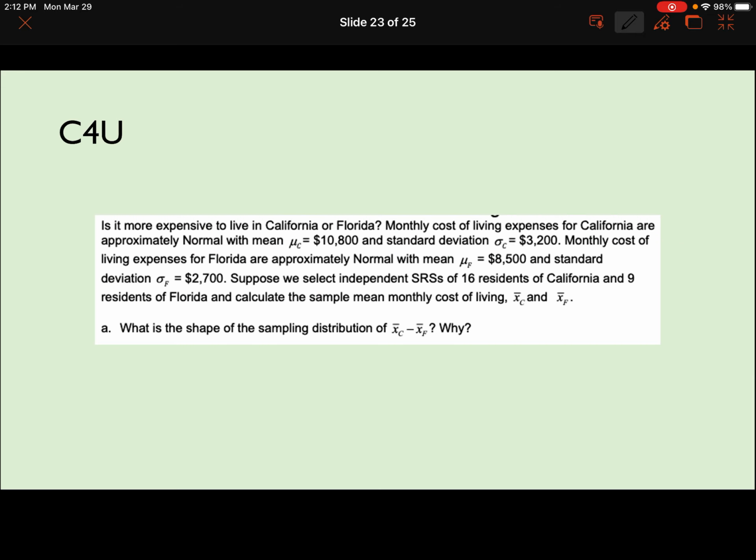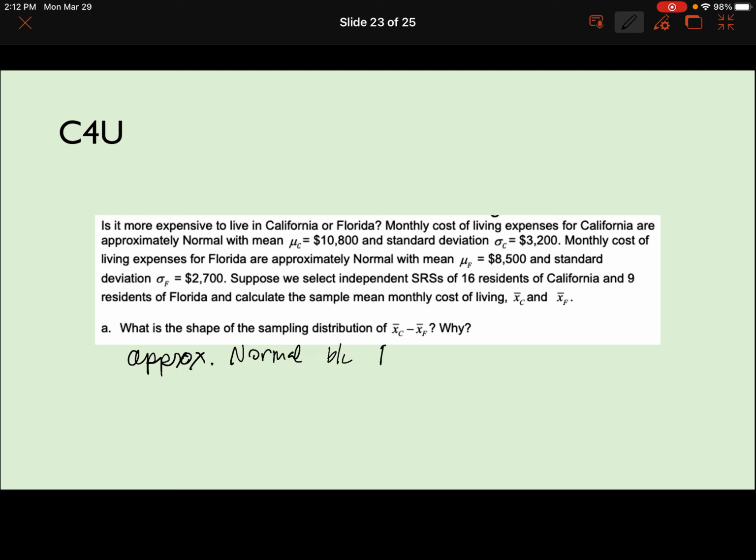All right, so our situation here, we're trying to figure out where it's more expensive to live. Question A, what is the shape of the sampling distribution? With questions like this, we hope it's going to be normal, otherwise we can't really describe it, but we have to show why, okay? So for A, I can say it's approximately normal.